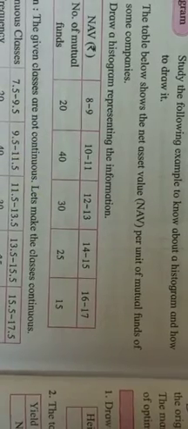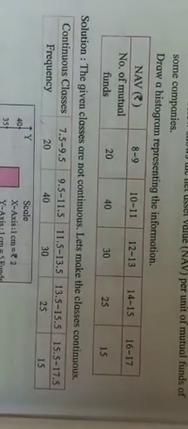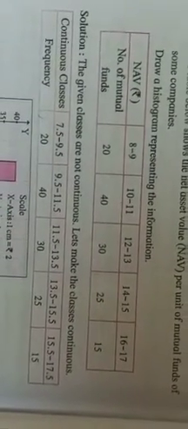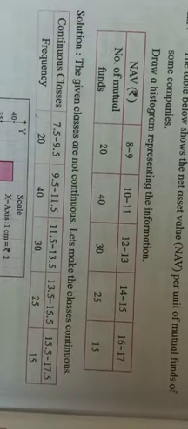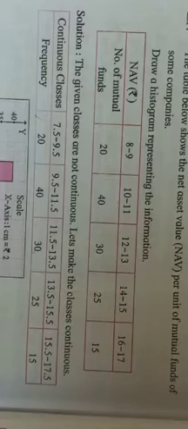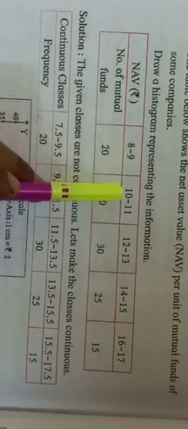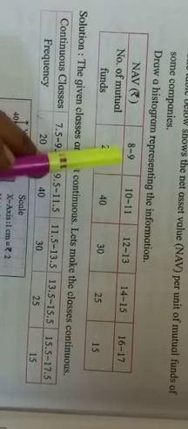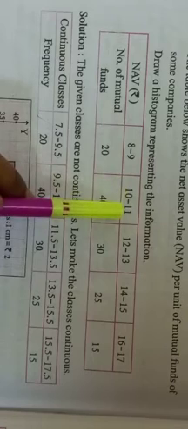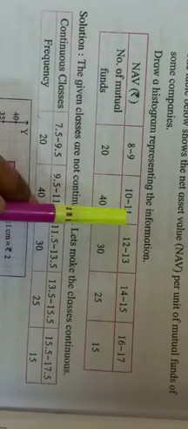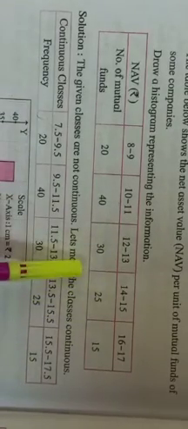Now as I told you, first you have to check whether the classes are continuous or not. If they are continuous, very good. If they are not continuous, you have to make them continuous by reducing 0.5 from the lower limit and increasing 0.5 to the upper limit. So here if you see 8 to 9, after that there is 10, right? So upper limit is not equal to lower limit. Now 11 is the upper limit, 12 is the lower limit here. Upper limit is not equal to lower limit. So you have to make the classes continuous.